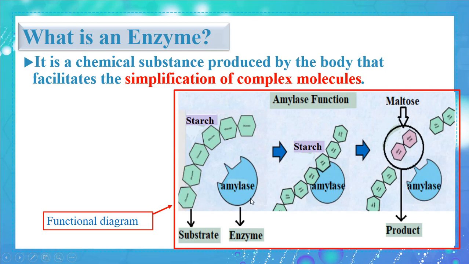In this functional diagram, the enzyme, which is amylase, fits into the substrate, which is the cooked starch, in order to break it down into maltose, which is the product.